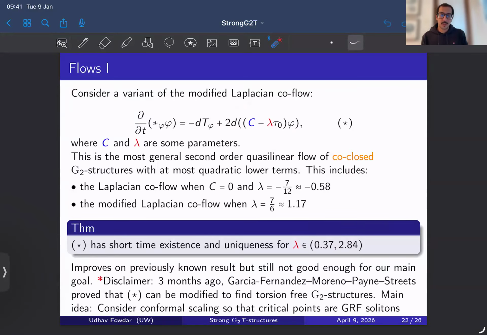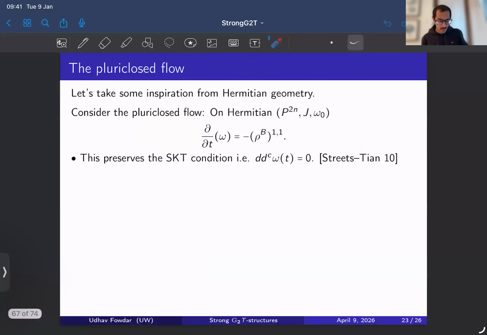But there's a modified version of this flow that works, so I will not say anything about it, but Andres Moreno will give a talk in a few weeks about this. So this is just like a comment.